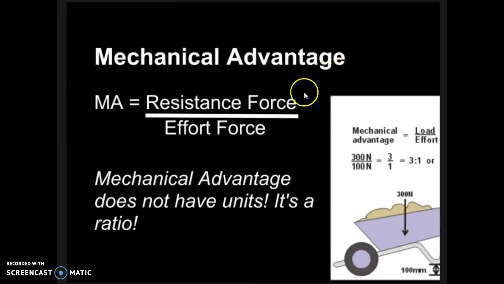So our formula for mechanical advantage is that mechanical advantage is your resistance force, whatever you're trying to lift or whatever you couldn't do by yourself, divided by your effort force, what you're doing. Resistance force is usually the bigger force. That's what you're trying to make happen. Your effort force is your easier force. The machine makes it easier for you, so it's usually a lower force. That means your mechanical advantage should be a value greater than 1 if your machine makes work easier. It doesn't have units, it's a ratio, so you don't even need to remember anything else.